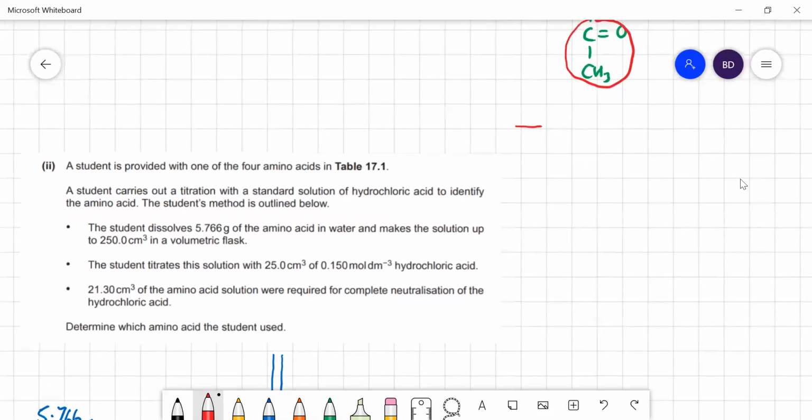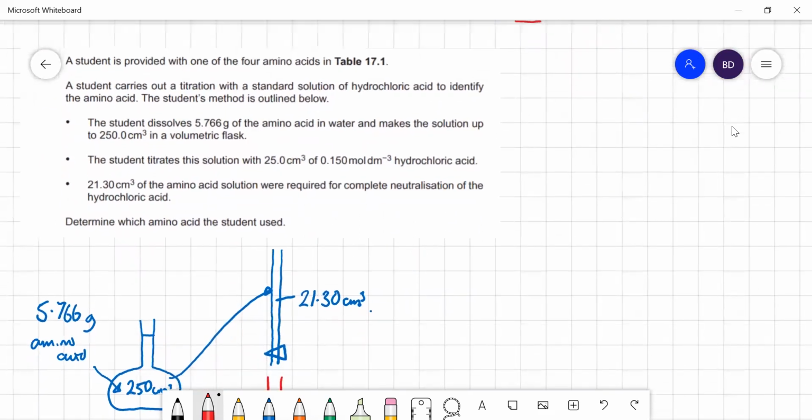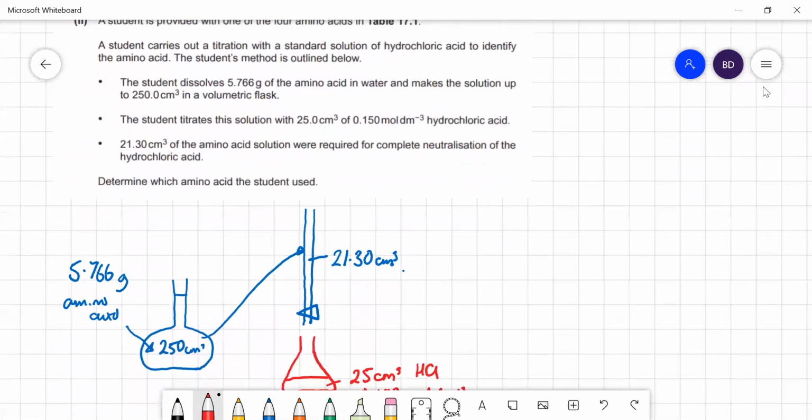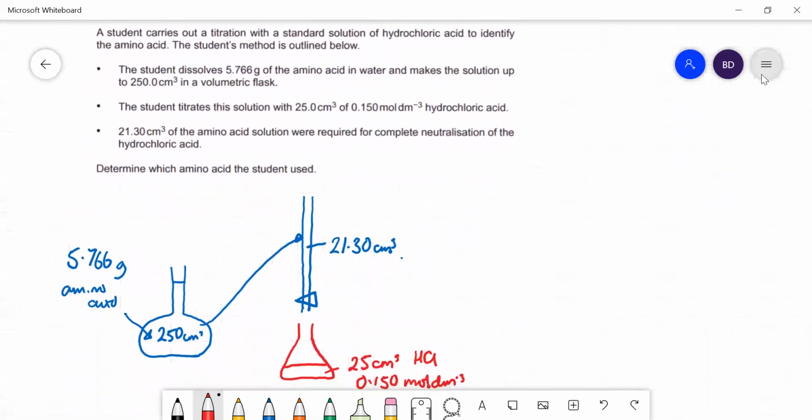Okay, so here's a calculation one. A student is provided with one of the 4 amino acids. I've drawn a little diagram here to show what they've done. They carried out a titration with a standard solution of hydrochloric acid to try and identify the amino acid. The method is outlined below. They get this much of the amino acid and dissolve it in water, make up a 250 cm³ solution of it, put that into the burette here and titrate it against 25 cm³ of hydrochloric acid. We know the concentration of that.